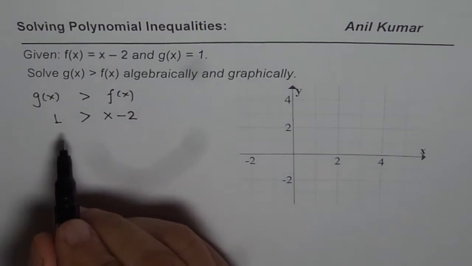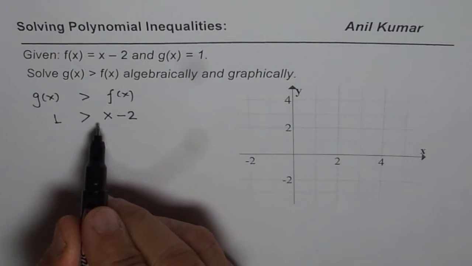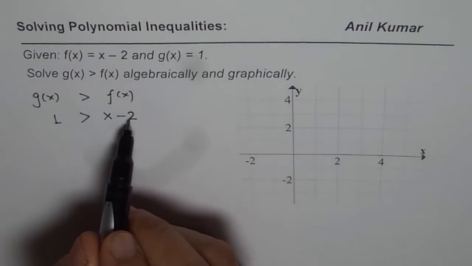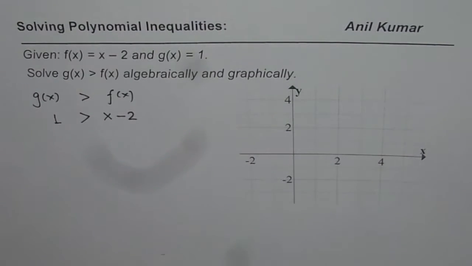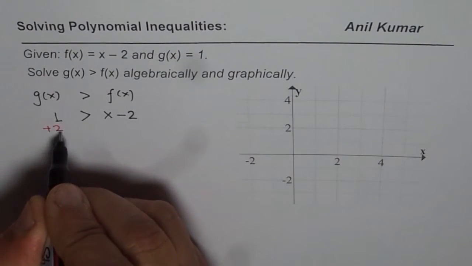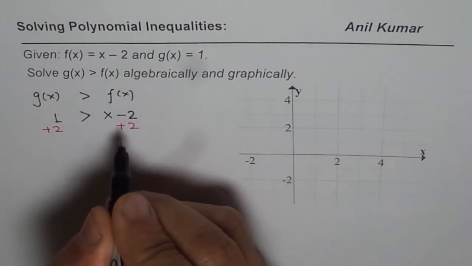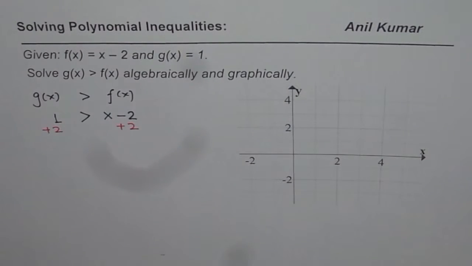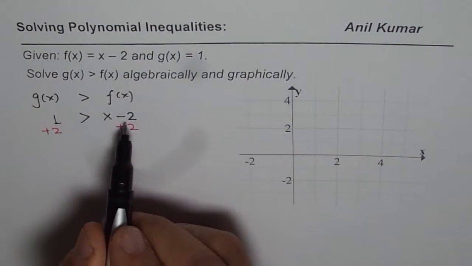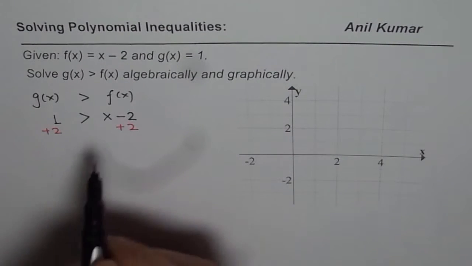Now, to solve it algebraically, what we can do is we can isolate x. That can be done by adding 2 on both sides. So let me show you how we do it. We just add 2 on both sides. Now that step you may or may not show. Well, as you do equations, you can bring 2 to the left side. That is what it means, right?